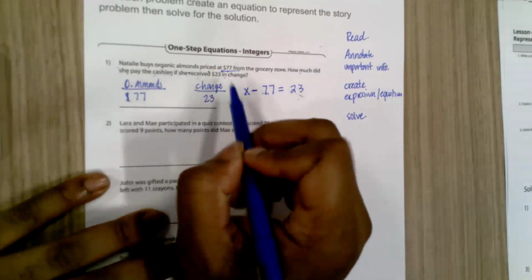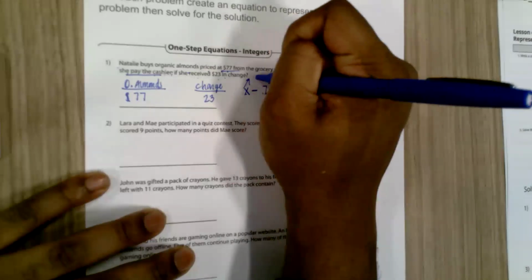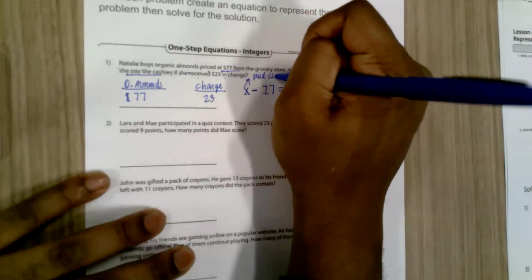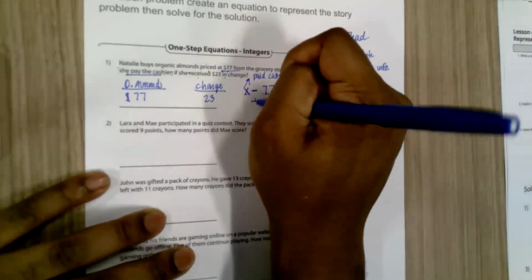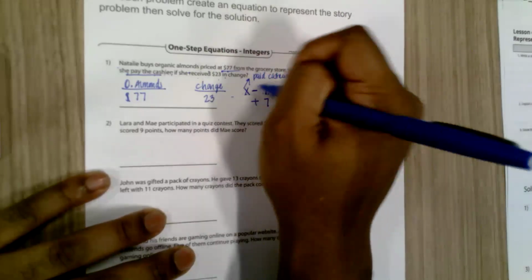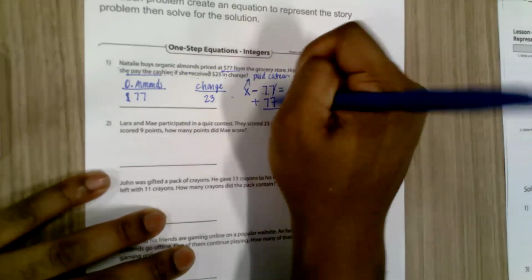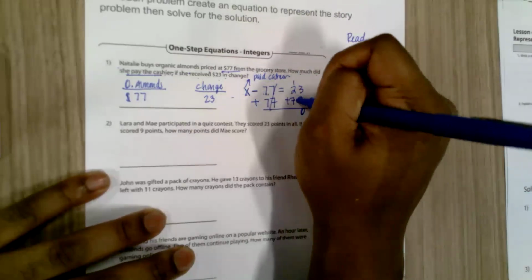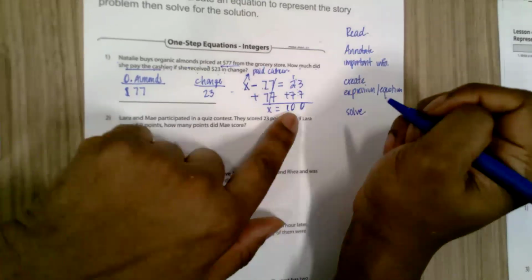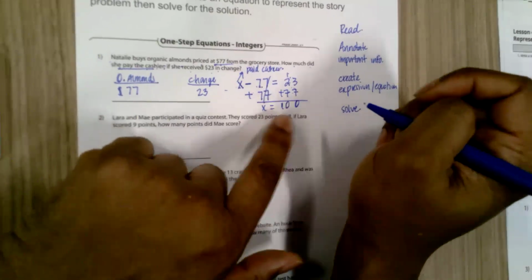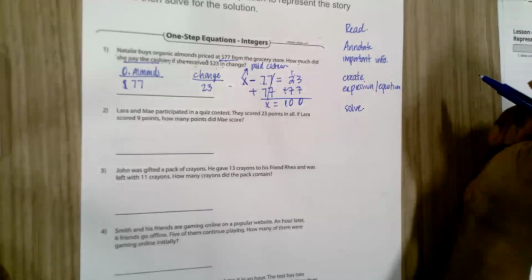But what did we not know? We don't know how much she paid the cashier. So this X represents how much she paid the cashier. Then to solve it, you use inverse operations to isolate the X. That cancels out. So that means she paid the cashier $100. All right, let's see if we can find another one.